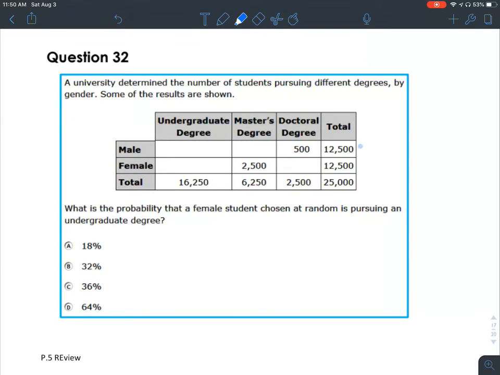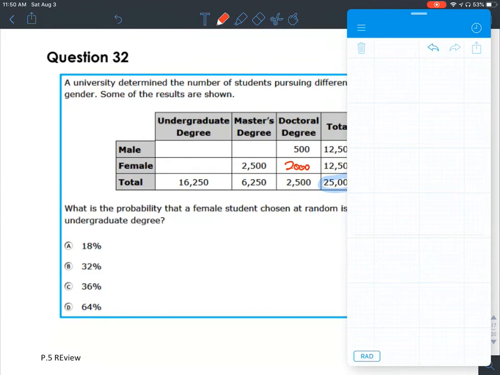If you add these two together, you should get this right here. So what would you add to the 500 to get 2,500? 2,000, or in other words, 2,500 minus 500 is 2,000. If we subtract 6,250 and 2,500, we're going to get 3,750.